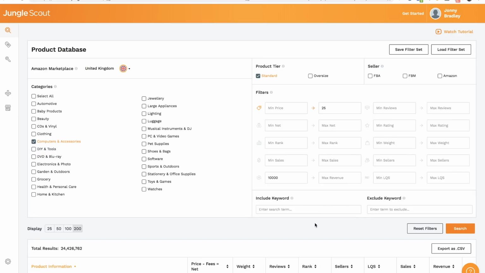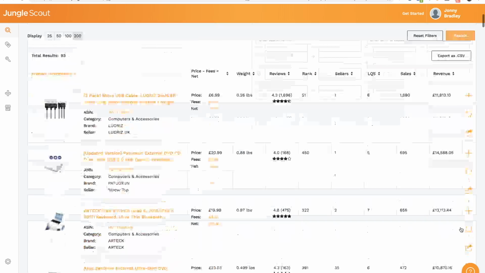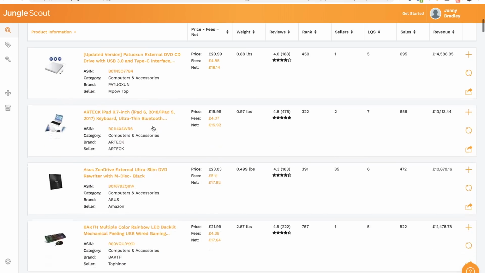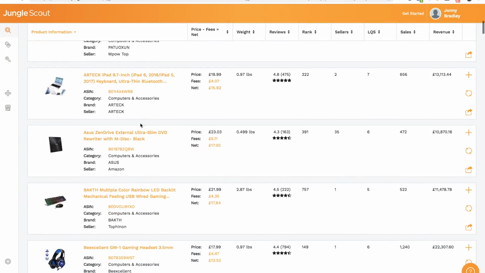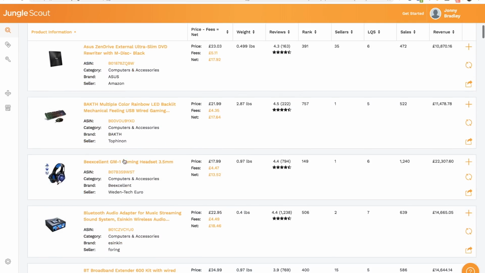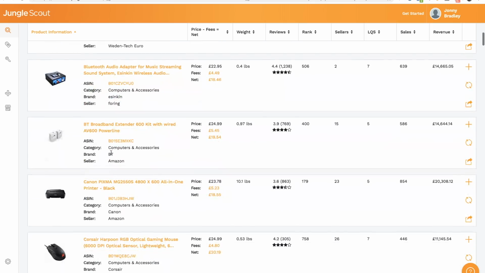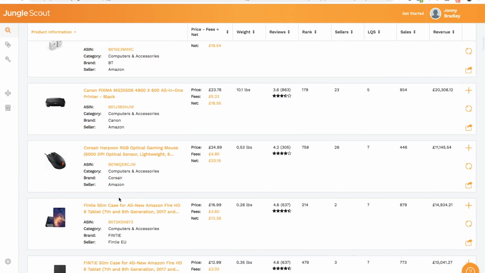Now, we might not be able to find many results from this, but we might find ideas that will lead us to products that are doing 7,000 or 8,000 or whatever. Okay, so we've got some cables, CD drive, iPad Air case, scales, keyboards, headset. This is a pretty interesting one. Headsets, keyboard, so gaming things, mouse. Let's actually look at this, okay?